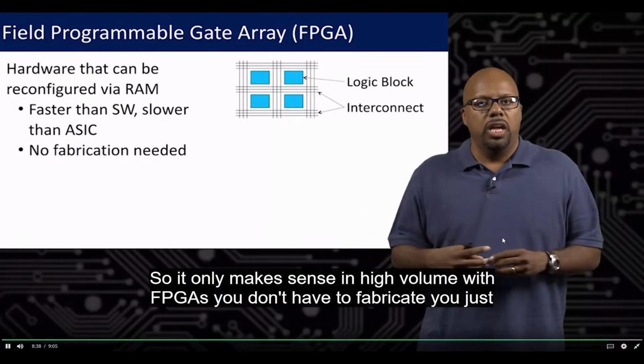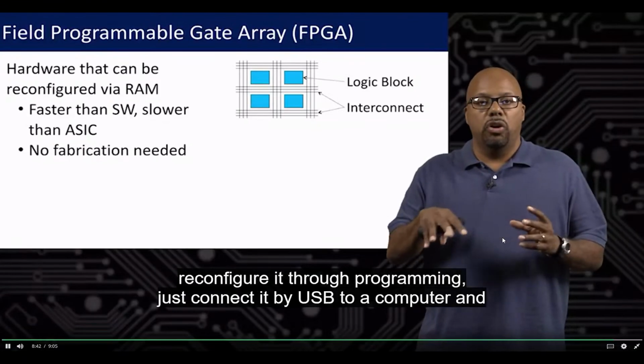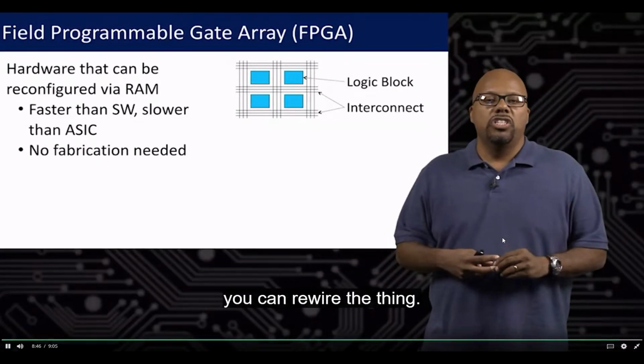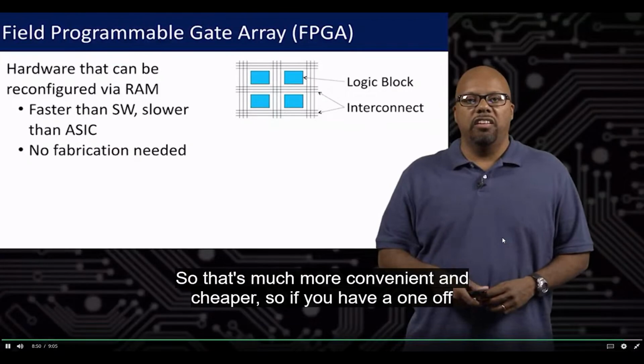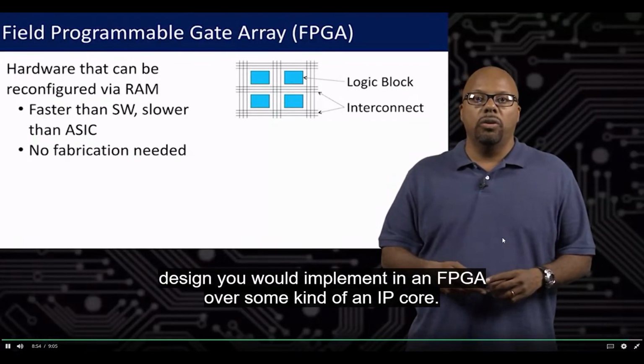So it only makes sense in high volume. With FPGAs, you don't have to fabricate. You just reconfigure it through program. Just connect it by USB up to a computer, and you can rewire the thing. So that's much more convenient and cheaper. So if you have a one-off design, you implement an FPGA over some sort of an IP core.